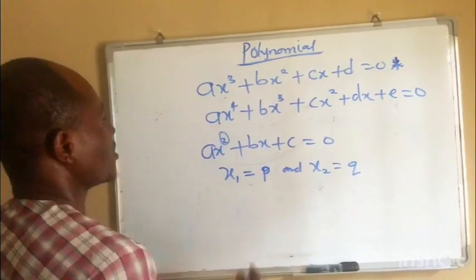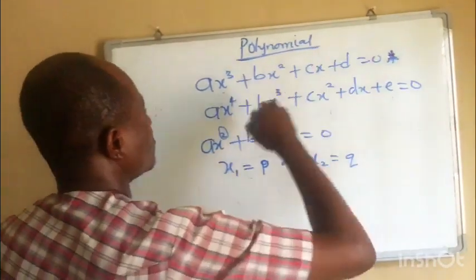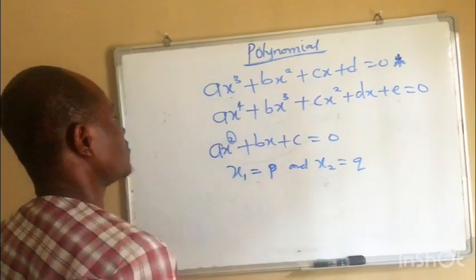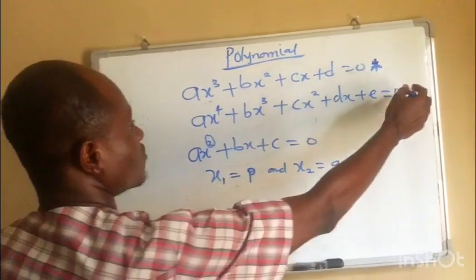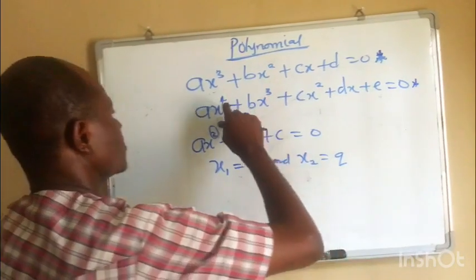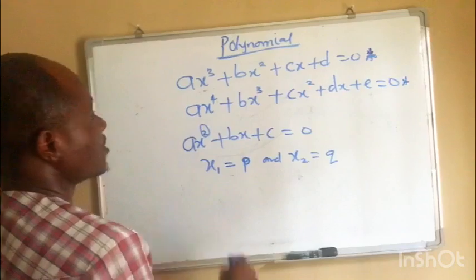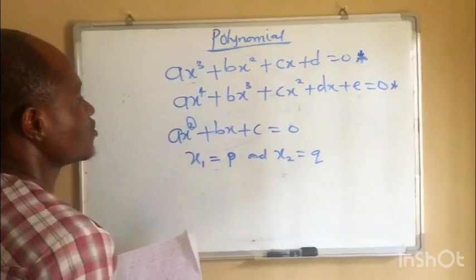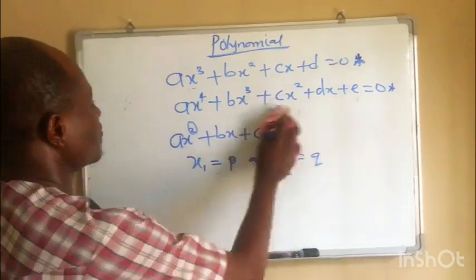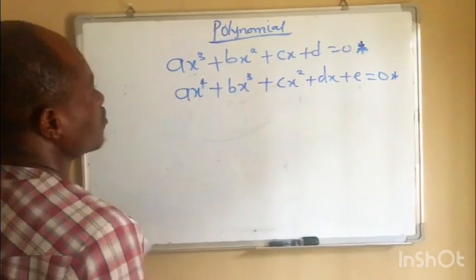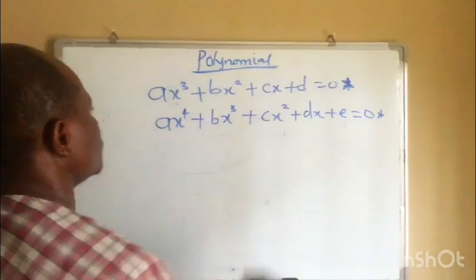So that means if you are solving for this, the solution of this equation has to be 3, because the power of the unknown variable here is 3. Also, if you are solving for this, since the highest power is 4, we have 4 solutions to this kind of equation. So one way to solve this is by the factor method.